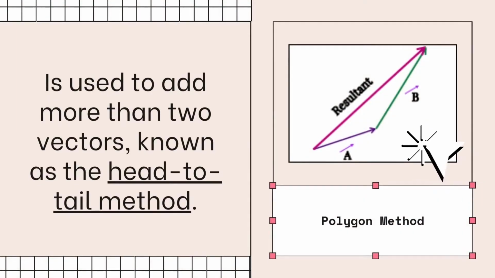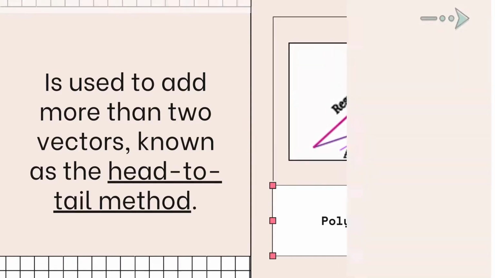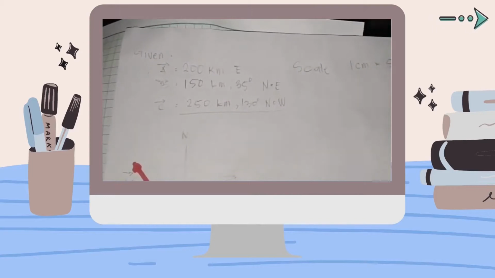The polygon method is a method for finding the sum or resultant of two or more vectors. In the polygon method of finding the sum or resultant of vectors, the given vectors are drawn from head to tail to form an open polygon. The resultant vector is drawn from the tail of the first vector to the head of the last vector. Vector addition using the polygon method.